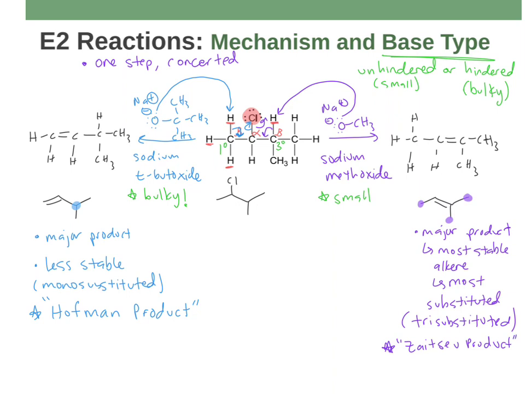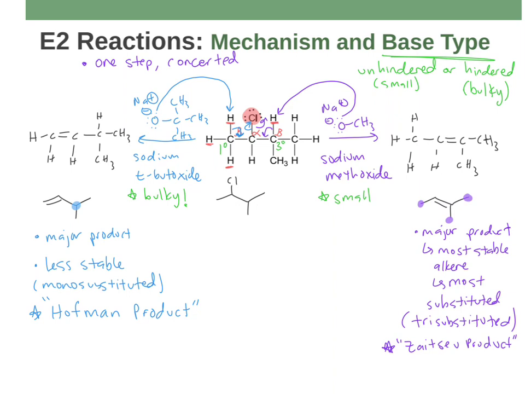Zaitsev, just as a side note, I think this is how our book spells it. Different books spell it different ways. We're not really great at spelling these Russian names super well. So if you see an S instead of a Z for Zaitsev or an F instead of a V, it is the same person. They're talking about the same thing.